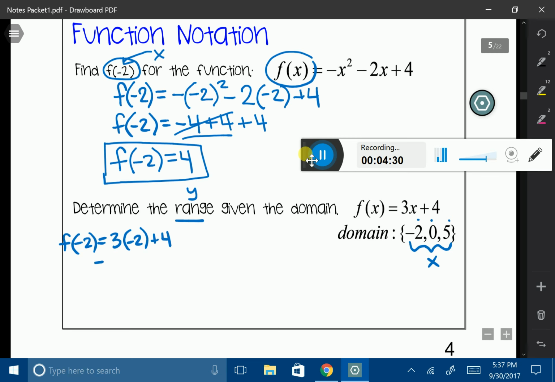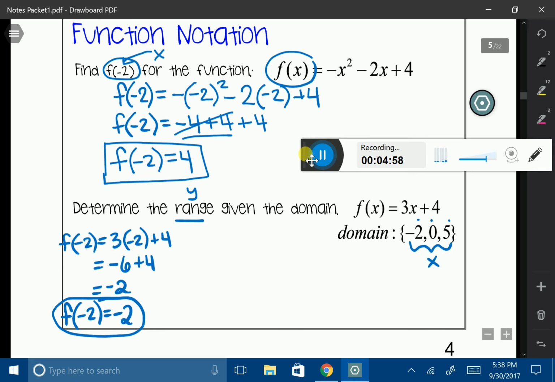All right, if I simplify that down, that's going to be negative 6 plus 4, and it's going to equal negative 2. You can see that I put my equal signs like this. That's fine, as long as your ending answer says f of negative 2 is equal to negative 2. That is going to be one of my range values. So we'll come back to that in just a second.